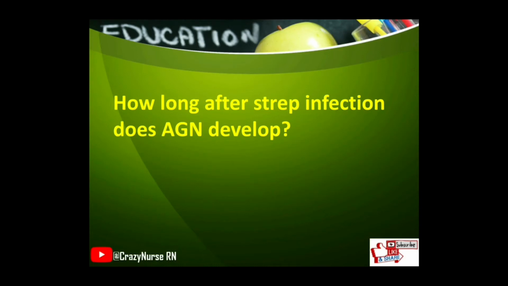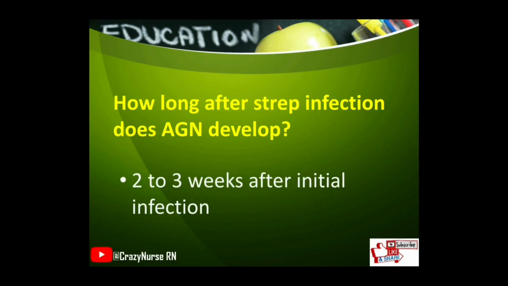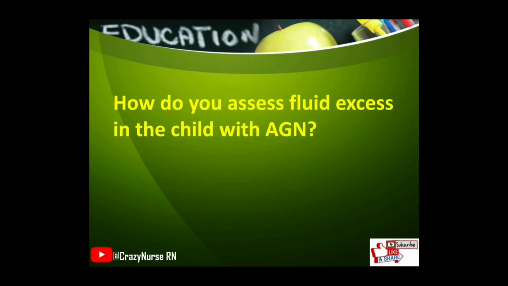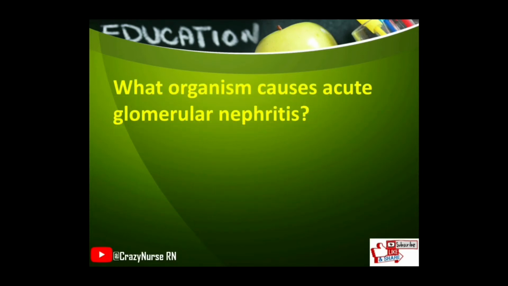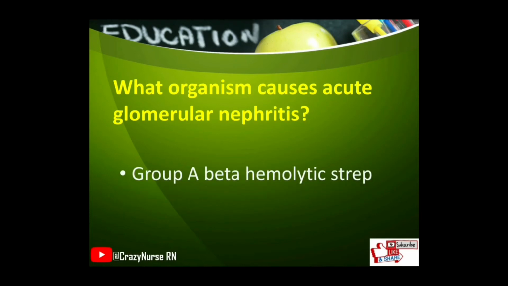How long after strep infection does AGN develop? 2 to 3 weeks after initial infection. How do you assess fluid excess in the child with AGN? Daily weight. What organism causes acute glomerulonephritis? Group A beta hemolytic strep.